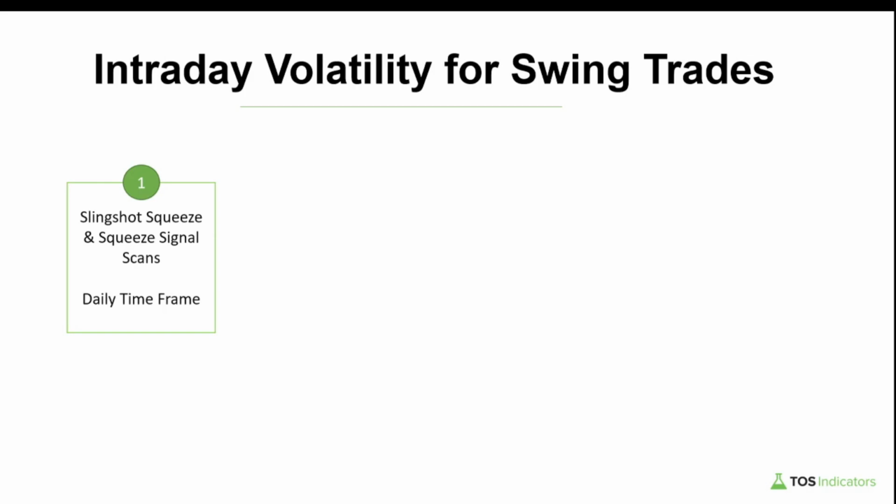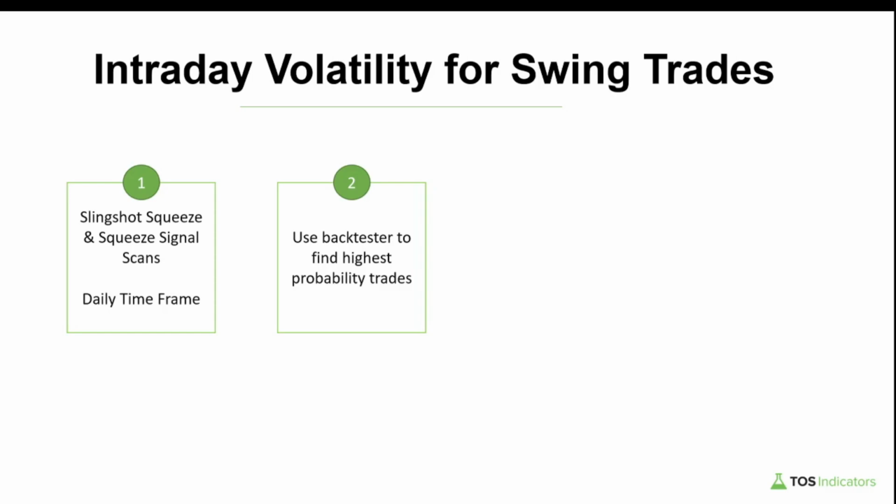Now, if you don't have access to the Slingshot Squeeze or Squeeze Signal scans, that's perfectly okay. You can use any other scan you have, either ones that you've built yourself or even our free ones like the V-Score scans to try and gather this list of stocks that you're really looking to monitor. Now, once you have this list of stocks, the next step is to use a backtester to try and narrow this list down to find the highest probability trades.